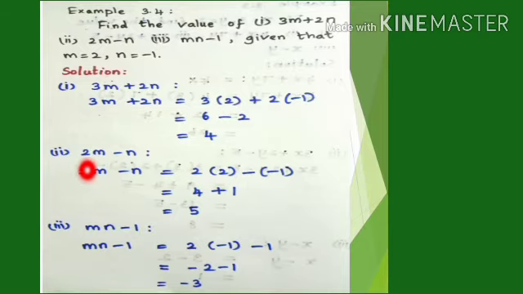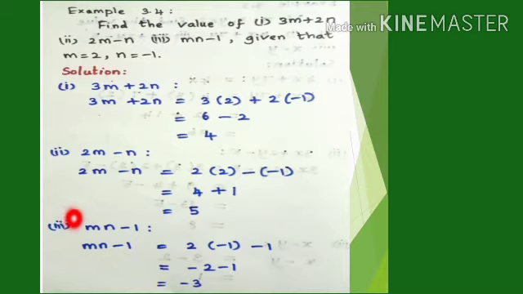And the next expression, 2m minus n. Here, replace each variable by the given numerical value. So, 2 into, what is the value of m? That is 2, minus n. What is the value of n? Minus 1. So in the next step, 2 into 2, same signs, positive, 4. 2 into 2 is 4. Here, minus into minus: when we multiply two integers of the same sign, the product will be positive. So minus into minus is plus 1. So 4 plus 1 is 5.